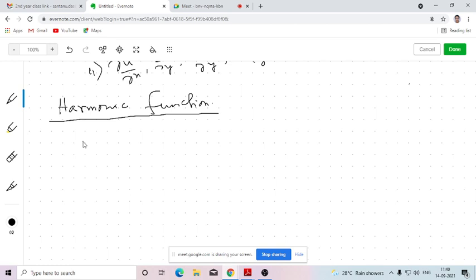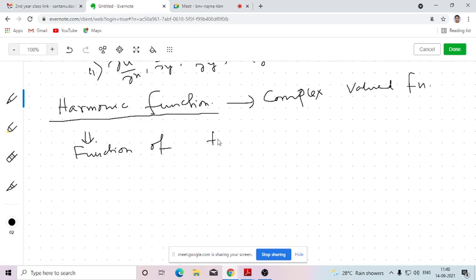So what is the harmonic function? A harmonic function is not applicable on the entire complex valued function, rather it is applicable on a function of two real variables.